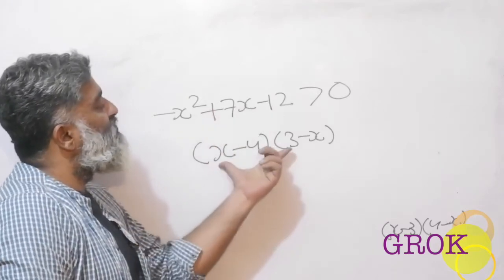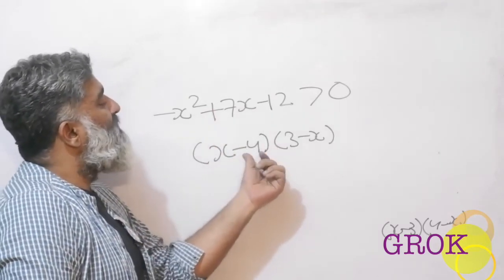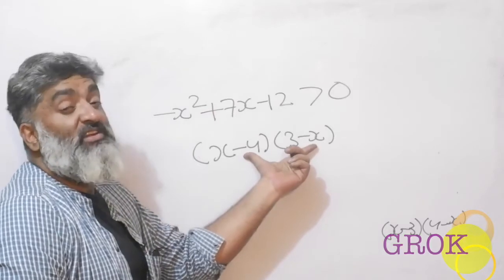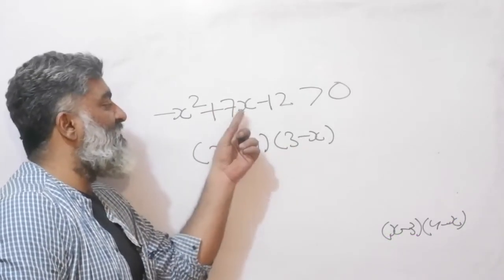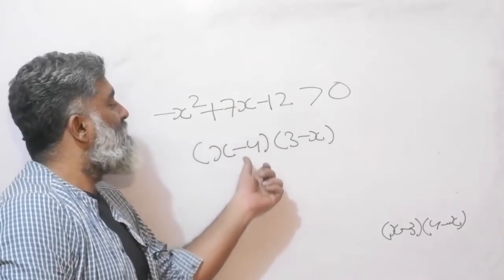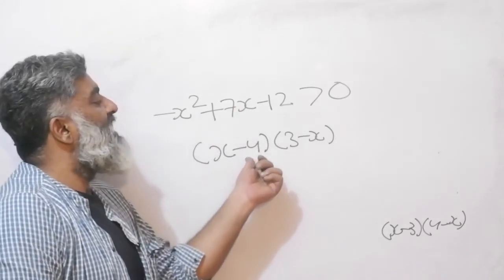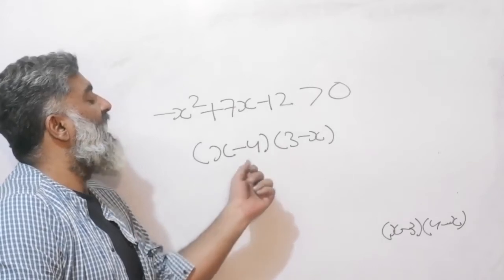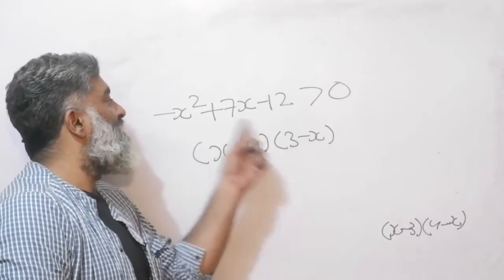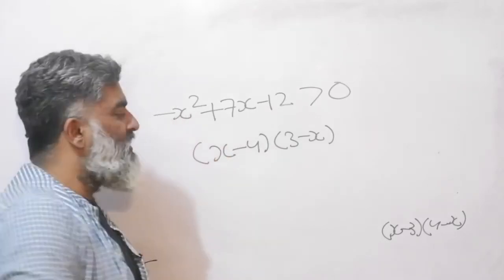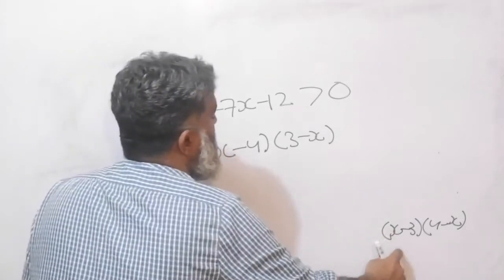So x into 3 will give you a 3x. A minus 4 into a minus x will give you a plus 4x. You had a 3x earlier, 4x, 3x, plus 7x. And a minus 4 into a 3 will give you a minus 12, and x into a minus x will give you a minus x square, right? Try the same thing with this expression as well.